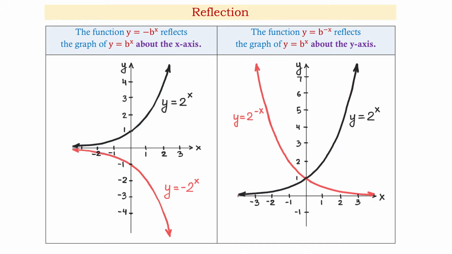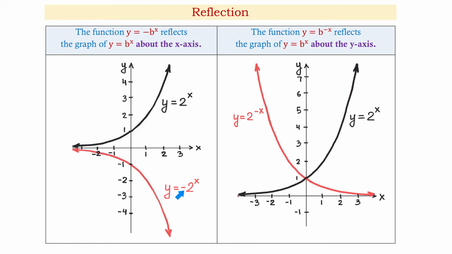The next transformation is the reflection about the x-axis and the y-axis. The function y equals negative b to the x power reflects the graph of y equals b to the x power about the x-axis. For example, here we have the graph of the function y equals 2 to the x power. Then y equals negative 2 to the x power is a reflection of this graph about the x-axis.